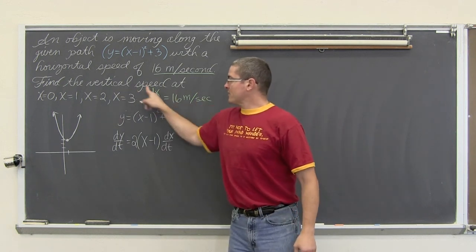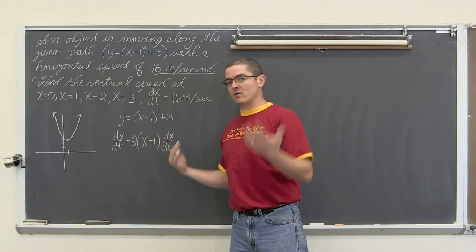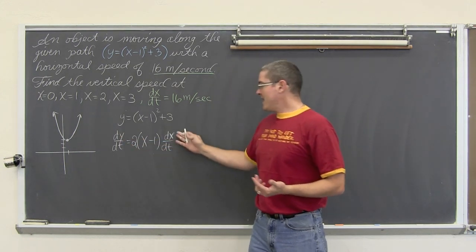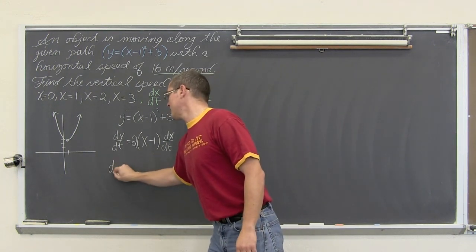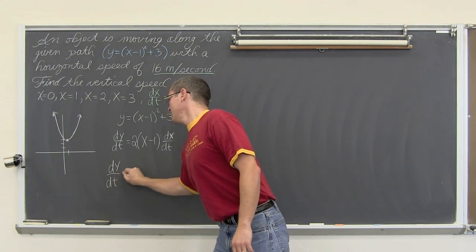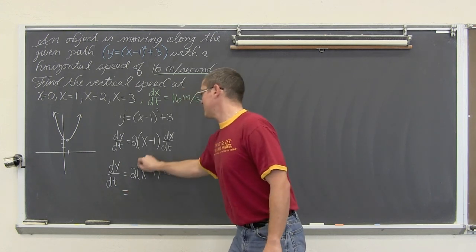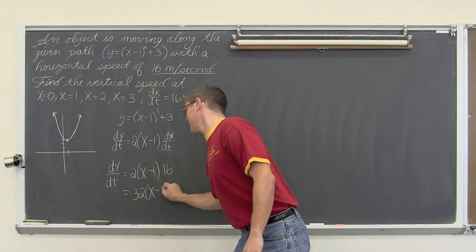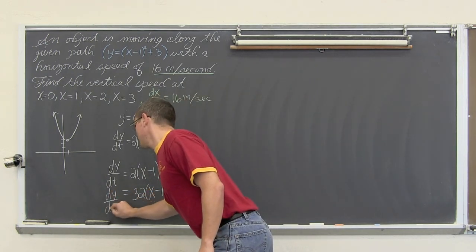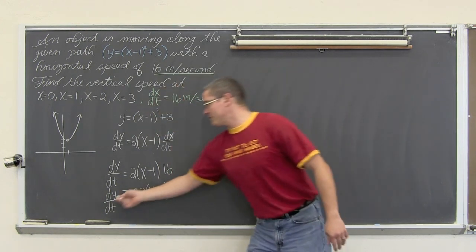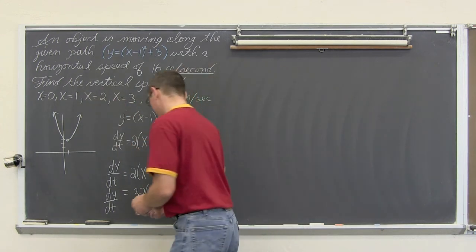We're looking for the vertical speed. So I'm looking for dy over dt, change in y. That's a vertical change. That's vertical speed. And dx over dt, that's the 16. So all we really have left to do is, well, let me write this final answer. dy over dt is equal to 2 times (x minus 1) times 16. Or that's going to be 2 times 16 is 32 times (x minus 1). So that's dy over dt. Now that I've got my equation solved for my variable of interest, just plug in my 4 given values of x and see what we get.